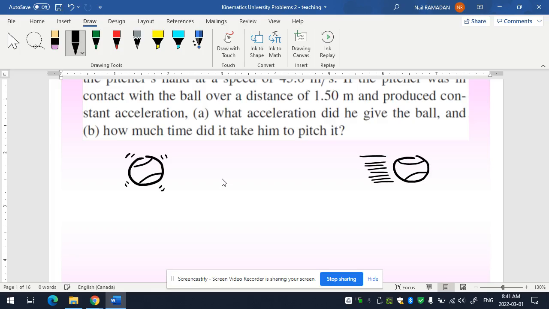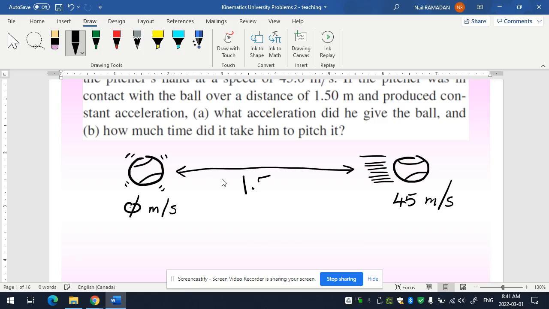Let's put some numbers on the diagram. What was the initial speed? 0 meters per second. What was the final speed as it left the hand, with no more contact? 45 meters per second. The distance over which the baseball pitcher actually gave it acceleration was 1.50 meters. Do we have three numbers? Yes, perfect. So we have a legit kinematic problem at our hands.